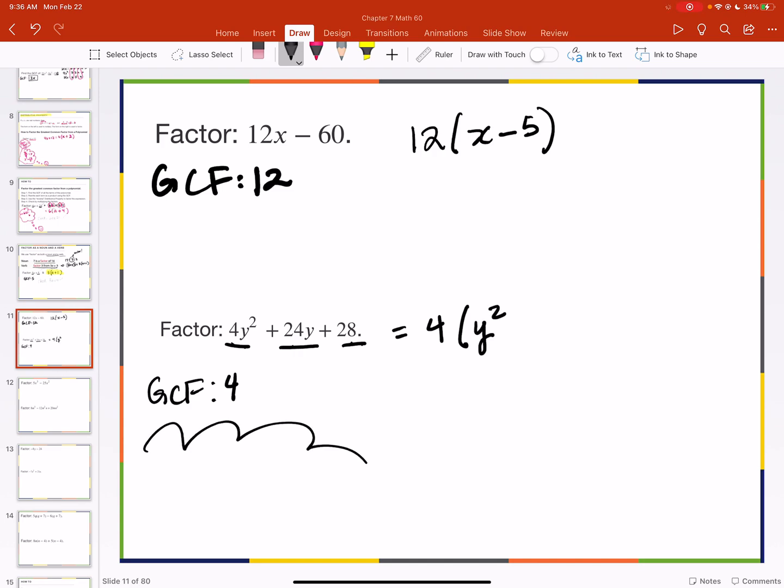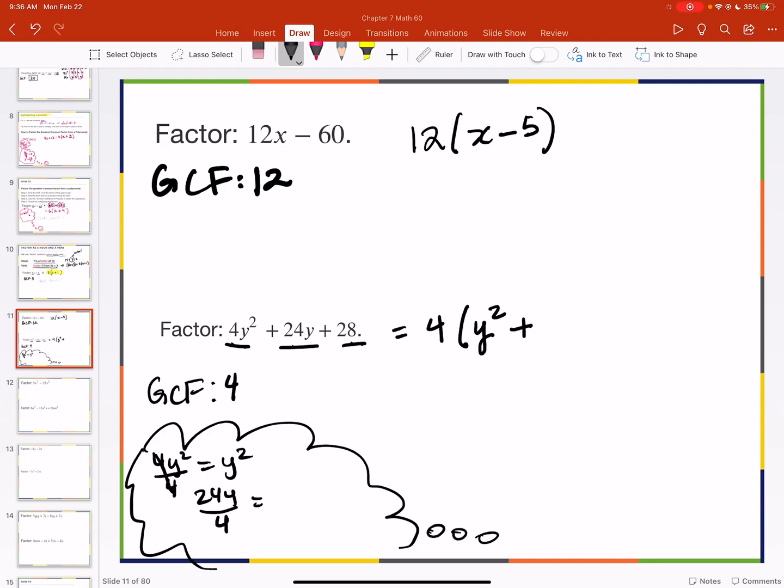So remember again, you can write this on the side. You don't have to do the thought bubble part, but once you have the GCF, you can write to yourself, or you can just think it. Oh, okay, that's going to be y squared plus, and then here you have 24y. If I divide that by 4, what am I going to be left with? I'm going to be left with 6y. Okay, fine, that's 6y plus, and then 28 divided by 4, that's just 7. That's what goes here.